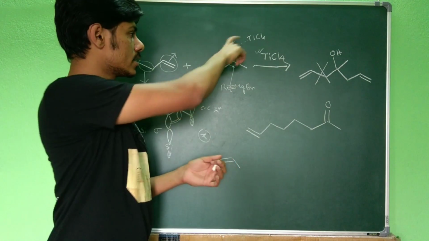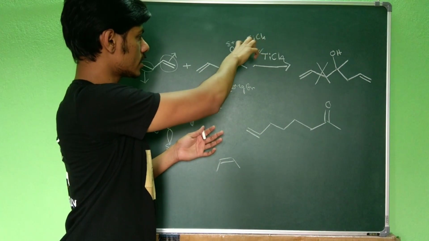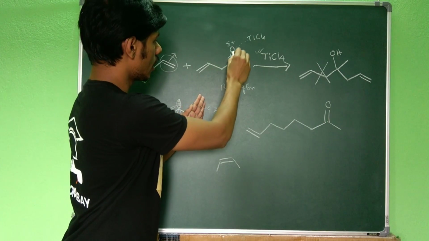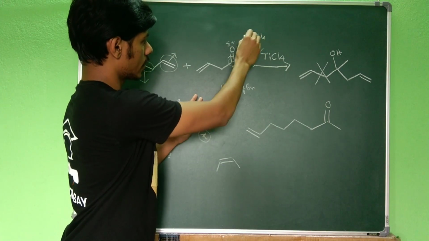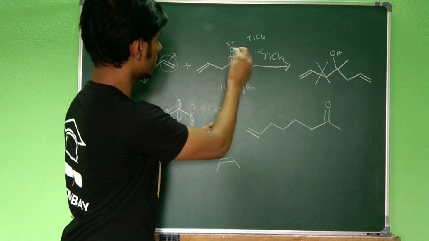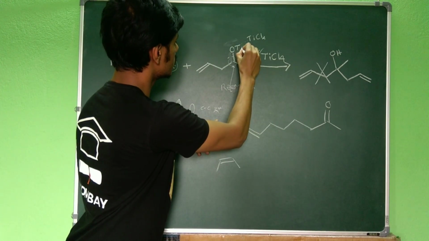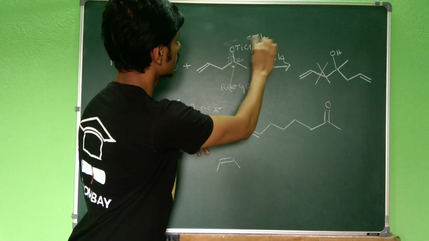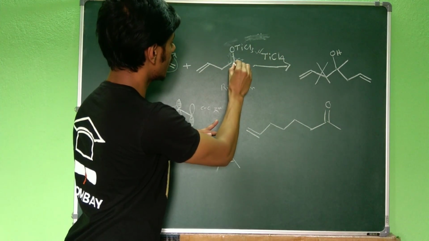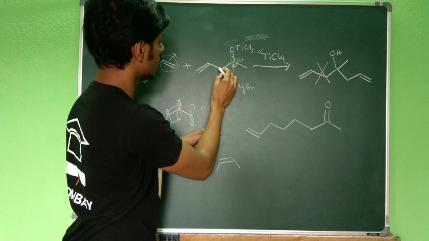It needs Lewis acid catalysis like this. So if this Lewis acid catalysis happens, then due to this interaction, you can also write it like this. So here it is like TiCl3, and now here you will have a distinct positive charge.